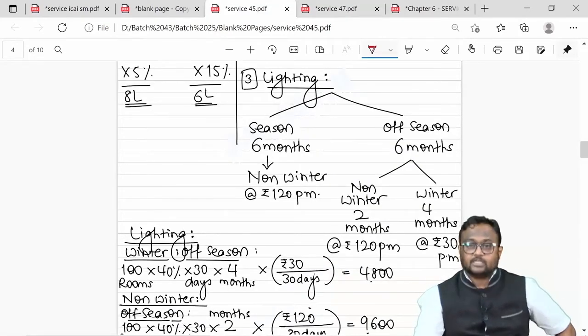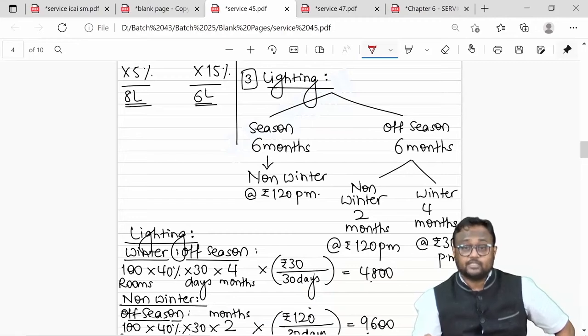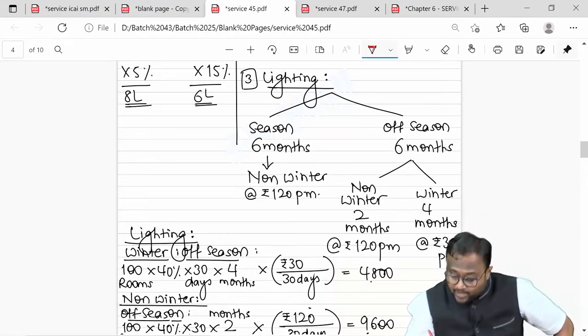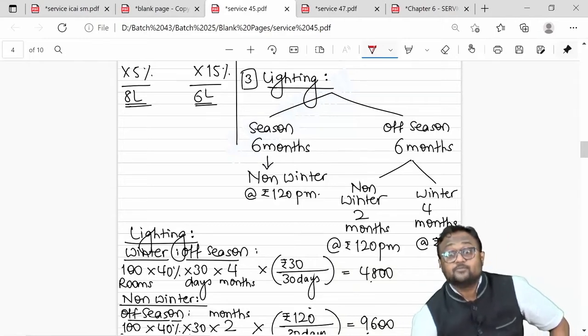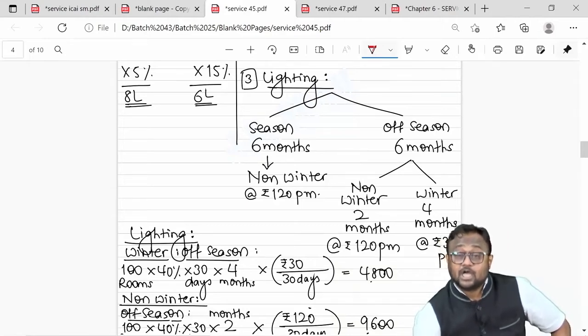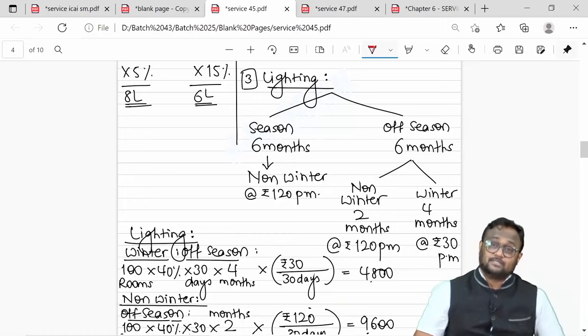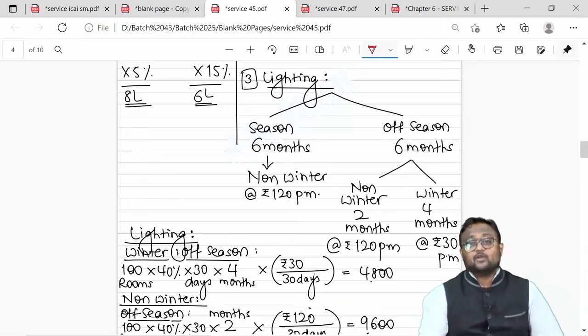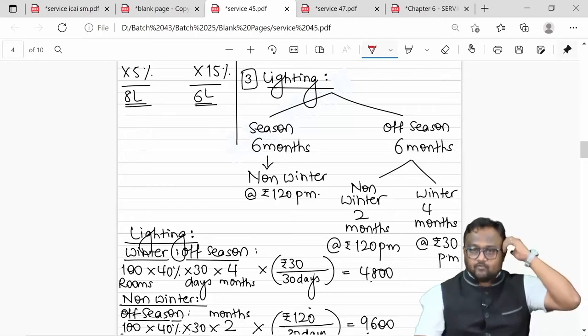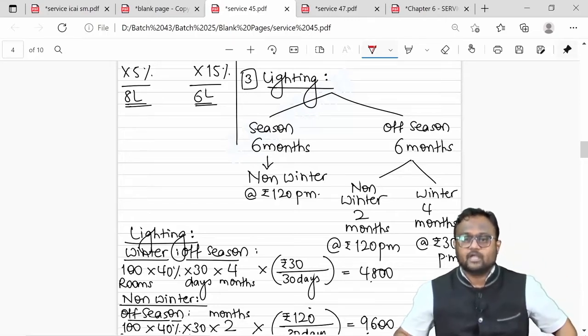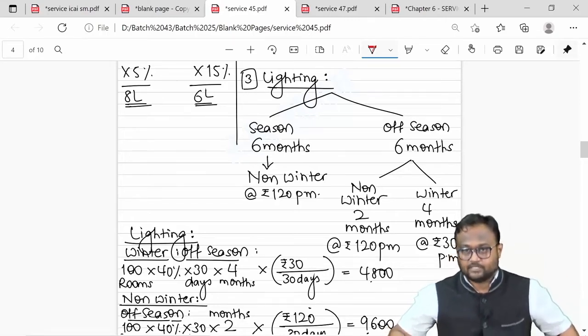Season 6 months, off season 6 months. Out of 6 months off season, winter falls for 4 months, where the charge is 30 rupees per month. The charge was given on a per month basis, and we were calculating room days, applying room days as a base. Since day was the base, we couldn't take 30 and 120 later on. We had to change it to a per day basis.